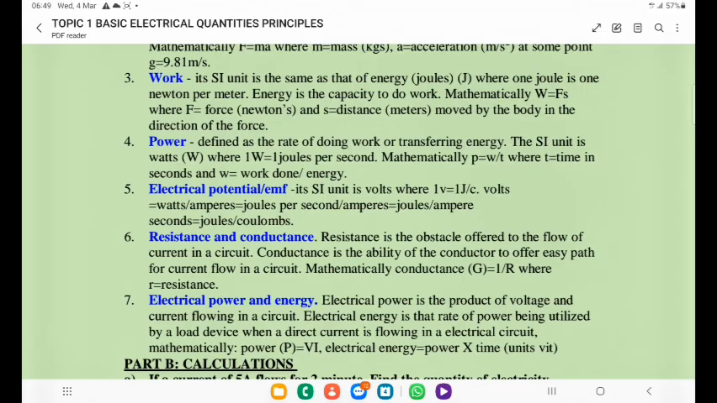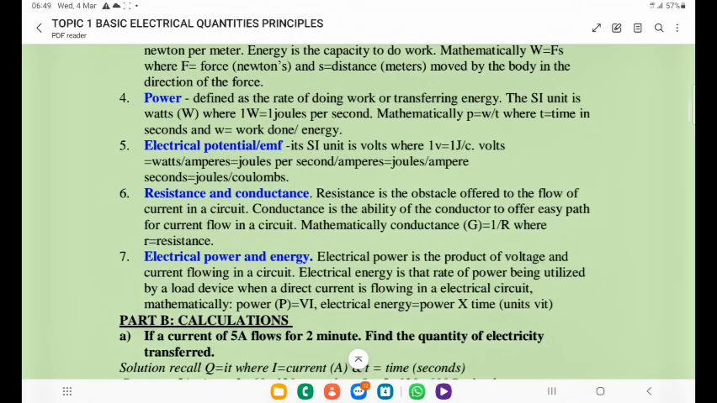Then you have resistance and conductance, where resistance is the obstacle or opposition that is offered to the flow of current in a circuit. Remember that in any circuit, as current passes through a resistor, there is that opposition, because that is the main work of that component of the circuit. Then next we have conductance, the ability of a conductor to offer an easy path for current flow in a circuit. So mathematically, we represent conductance as 1 over R, that is the inverse of resistance.